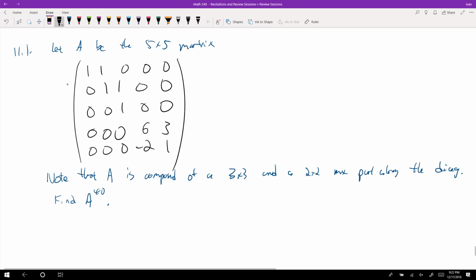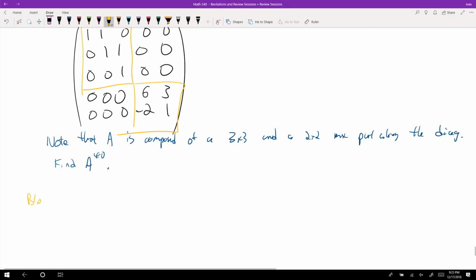All right. So how do we find A to the 40? Well, we want to diagonalize it, but we can't. Just diagonalizing this entire 5x5 is kind of a pain. The reason they said that note that A is composed of two blocks on the diagonal is because you can do each block separately. That can only happen when you have a block and a block on the diagonal; we can just deal with each block independently.